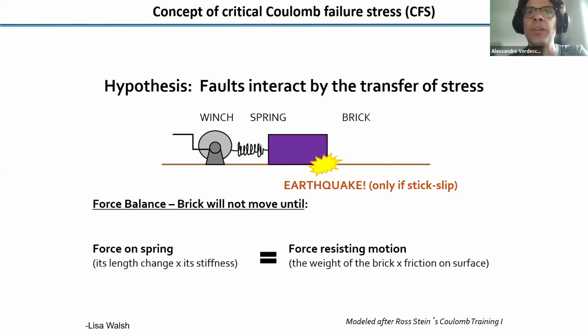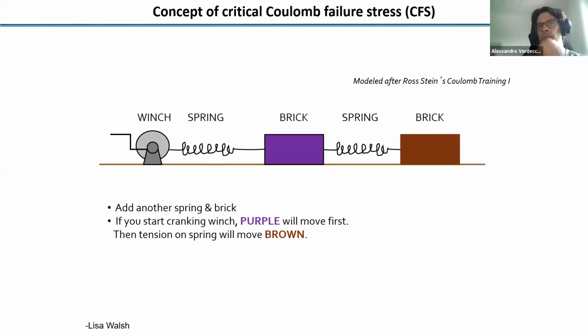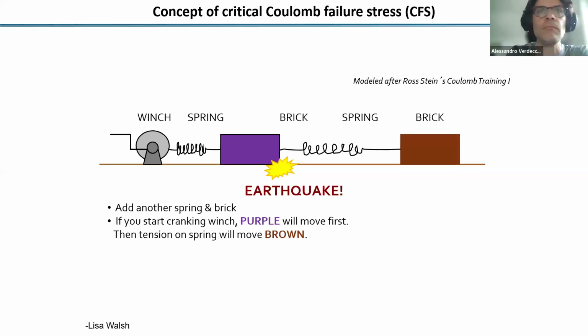And this is a simple case where we have one single fault, and if you do this multiple times, you will see that our fault ruptures with some kind of recurrence time, let's call it. But what happens if we put another brick in there? Let's say we put in series another brick connected to the first brick, the purple one, with another spring. Let's say that the spring has the same characteristics as the previous spring, that basically are the characteristics of our elastic crust.